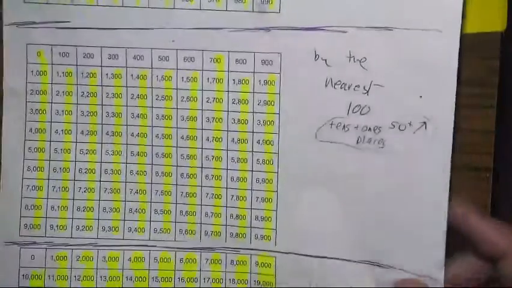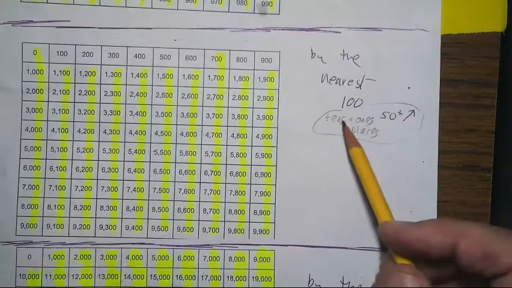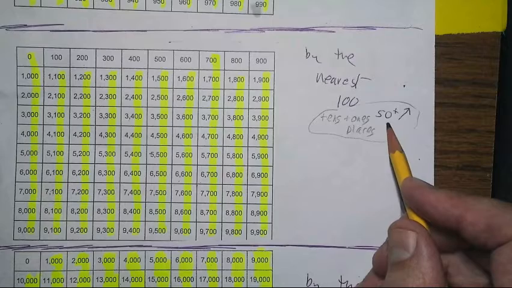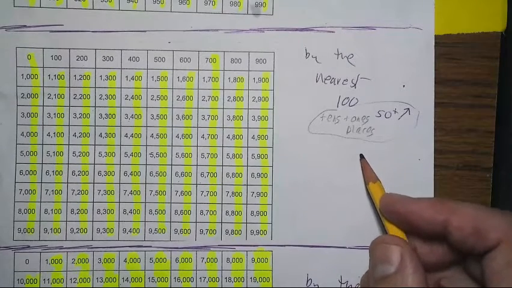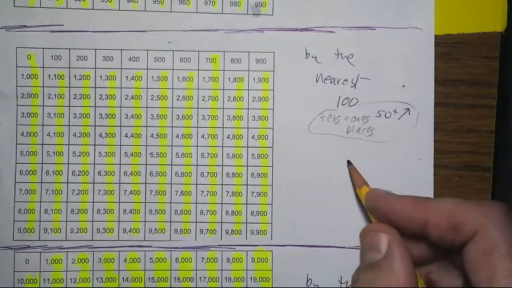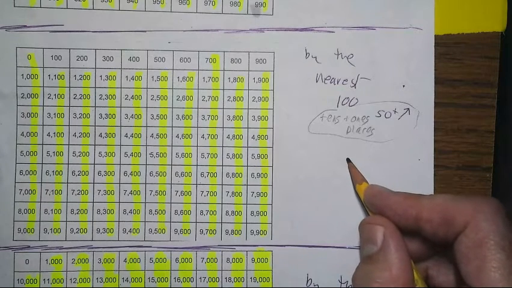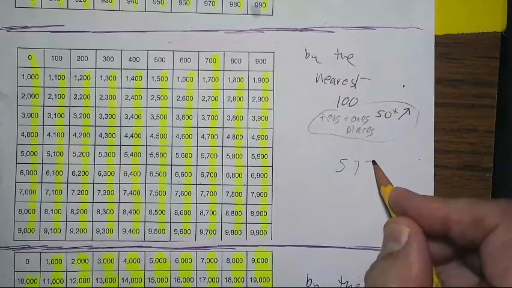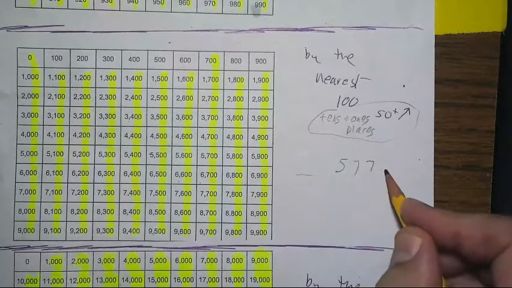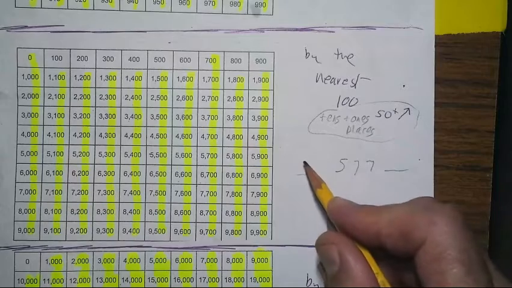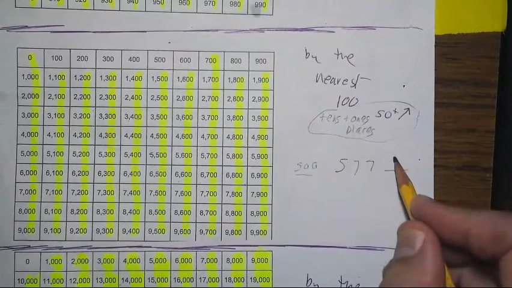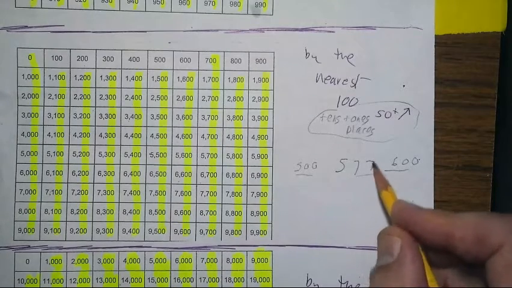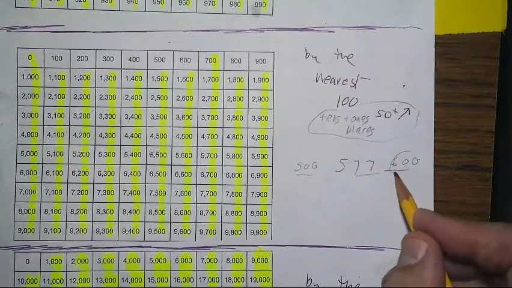Now, if we do the same type of thing for the nearest 100, instead of looking at the last place, we look at the last 2 places, which are the 10s and the 1s. If they're 50 or more in the 10s and 1s, you round up. 49 or less, and you round down. If my number would be something like 577, with my hundreds, that's in between 500 and 600. And that 77, that's more than 50, so it gets rounded up.